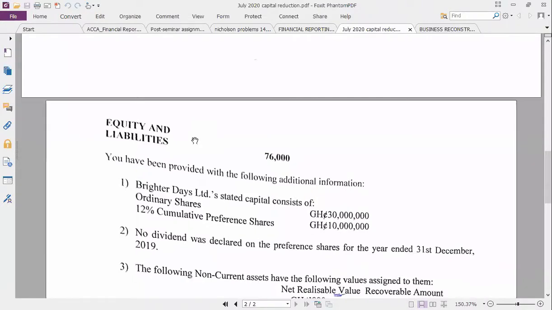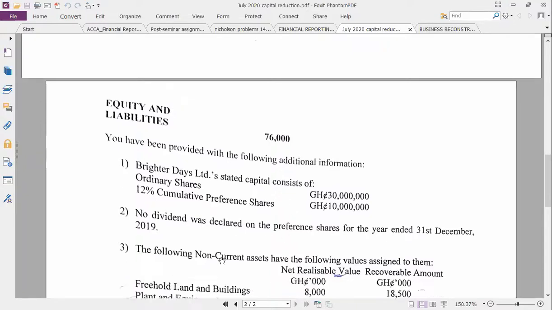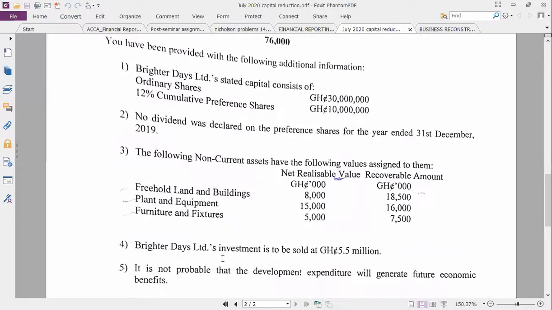You have been provided with the following additional information. Brighter Days Limited stated capital consists of ordinary share 30 million, cumulative preference share 10 million. No dividend was declared on preference shares for the year ended 31st December 2019. Okay, no dividend was declared, but they can have preference dividend in arrears. This dividend is for preference shares, right?